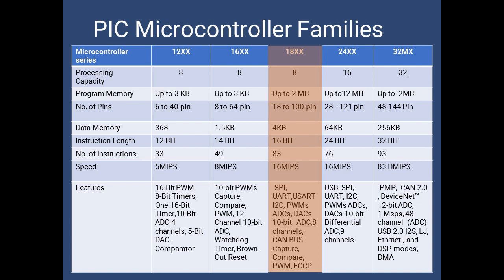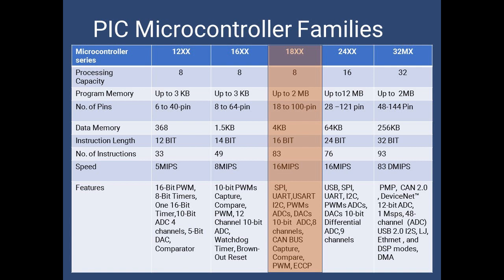Let's talk about the features available within the microcontroller. Now, as you can see, as the series number increases, the number of features also increases. So 12XX series or 16XX series is called the basic series. In the basic series, we have a PWM, timers, an ADC with 4 channels, a 5-bit DAC, and a comparator.